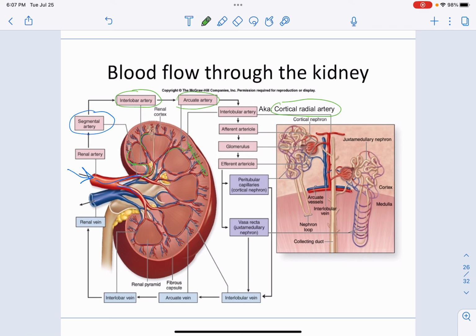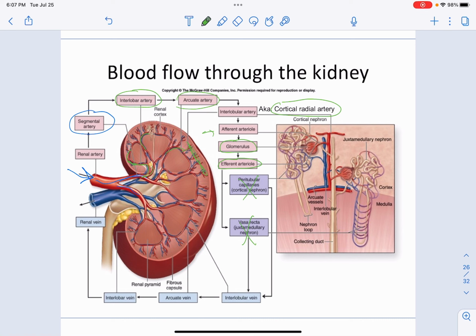From that artery, it then arrives at the glomerulus and goes into the afferent arteriole. There are some parts of this diagram that we're going to ignore. It then enters the glomerulus, and that's where it's going to get filtered. After it gets filtered, it's going to exit the glomerulus by the efferent arteriole. We're going to skip these. And then we're going to go back out the same way we came.